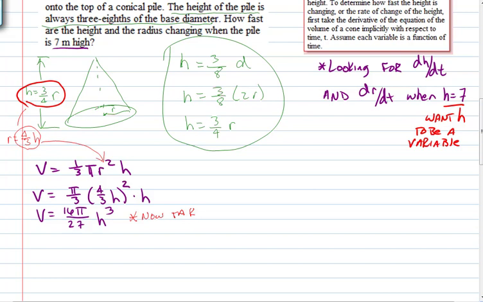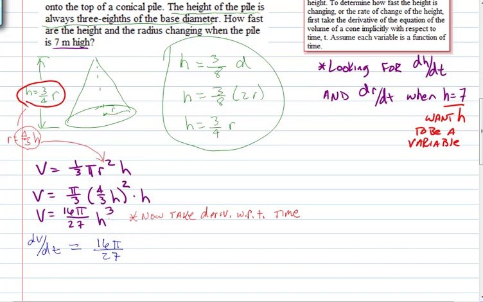Four squared is 16. 3 squared is 9 times the 3 that's already down there is 27. Now we're going to take the derivative with respect to, or WRT means with respect to, time. So what we end up with is dV/dt, the derivative, the change in the volume with respect to time, is equal to 16 pi over 27.